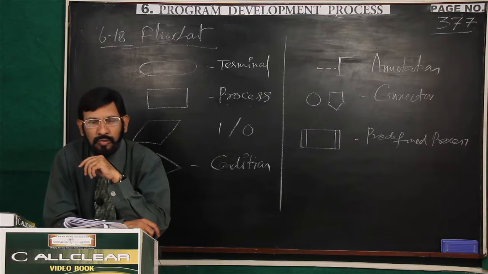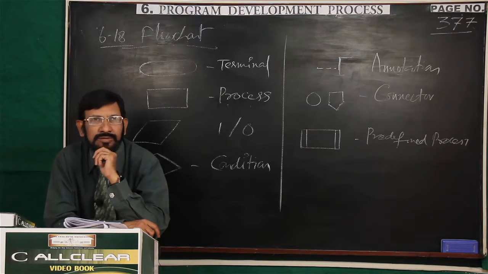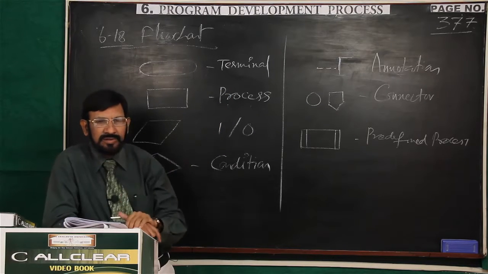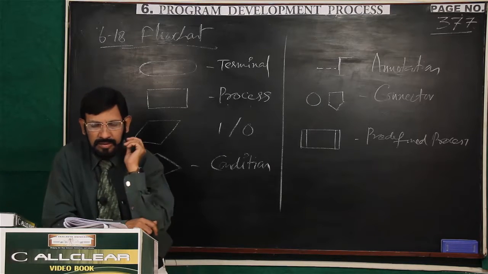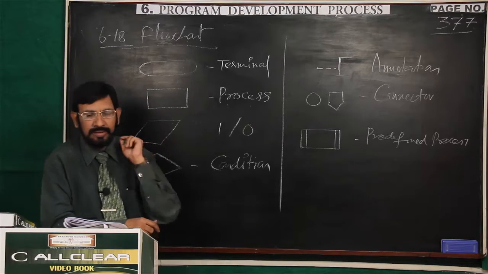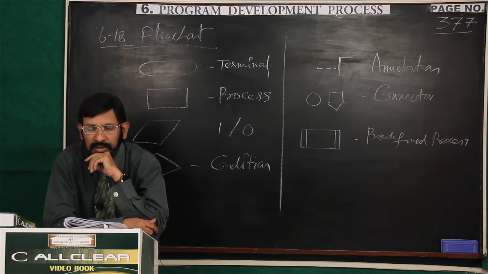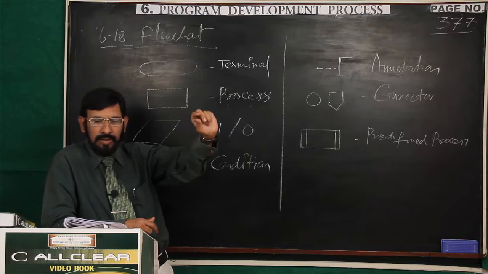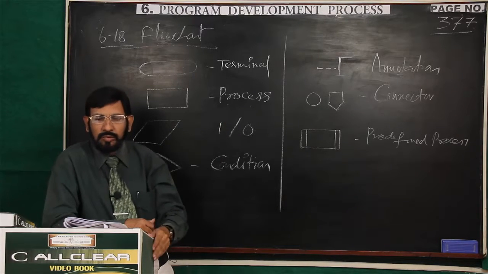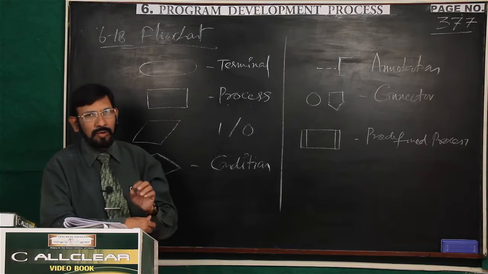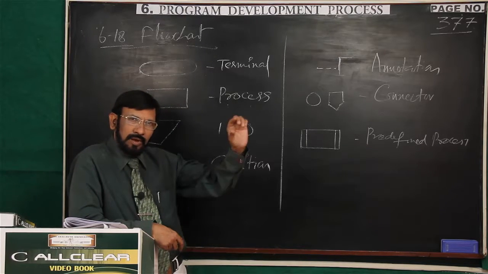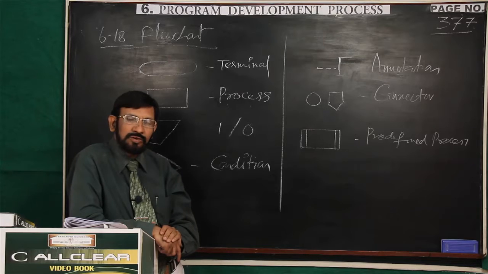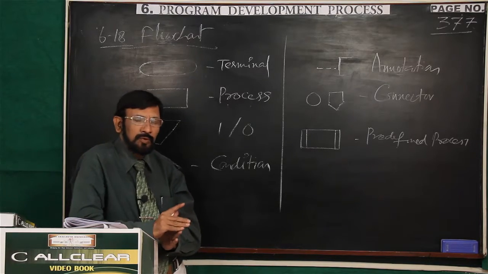Now, flowcharts can be classified into two groups. First one is program flowchart. Second one, system flowchart. A program flowchart presents the sequence of instructions for solving a problem, and a system flowchart shows the flow of data throughout the data processing system, into and out of the system. So, understand program flowcharts and system flowcharts.